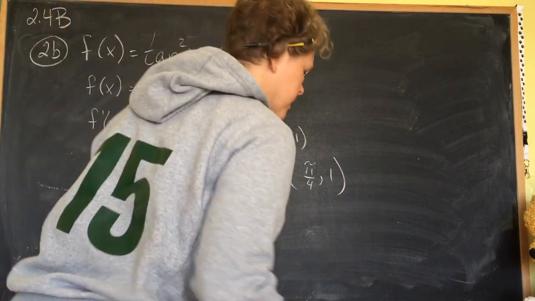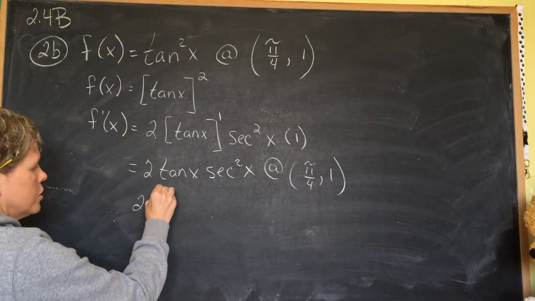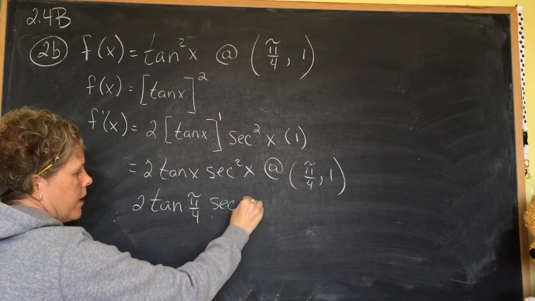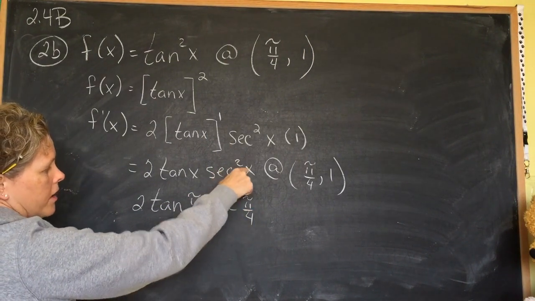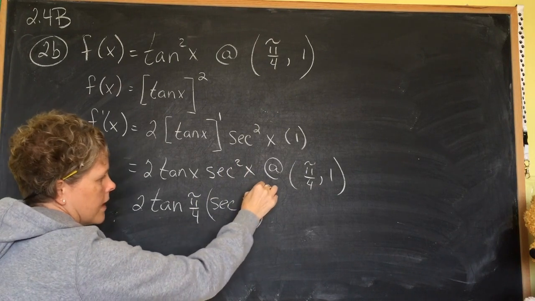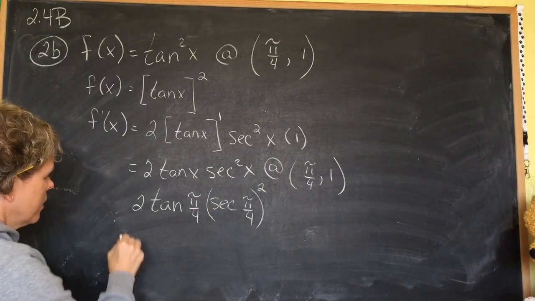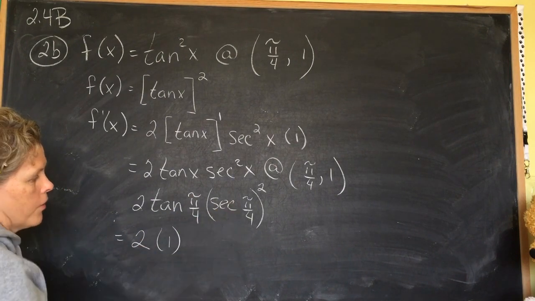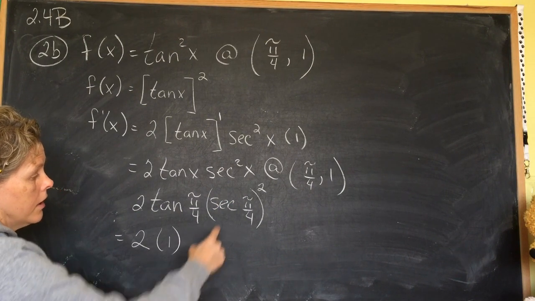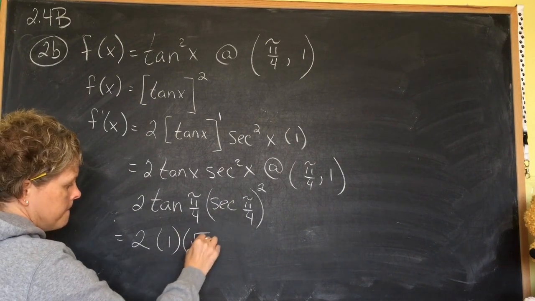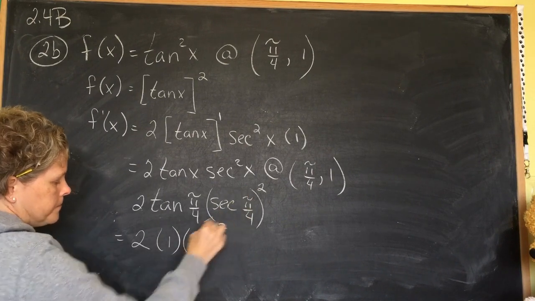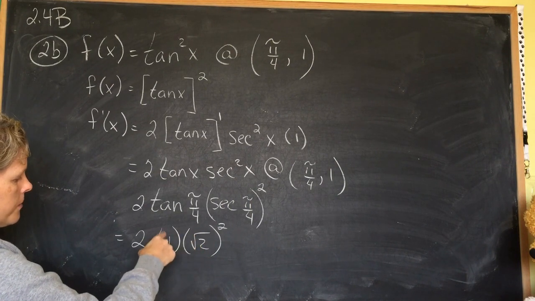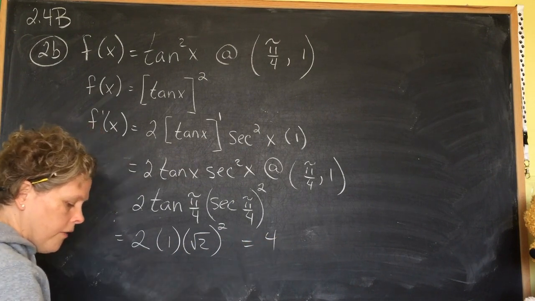All right, so I'm going to plug pi fourths in here now. So now I have 2 times the tangent of pi fourths times the secant squared of pi fourths. I'm going to treat it as secant of pi fourths, and then I'm going to square it when I calculate that. All right, tangent of pi fourths is just 1. Secant of pi fourths, go back to timed quizzes, or you could draw a triangle. You actually get root 2, squared. So 2 times 1 times root 2 squared. Well, root 2 squared is just 2. 2 times 1 times 2. I have a slope of 4.